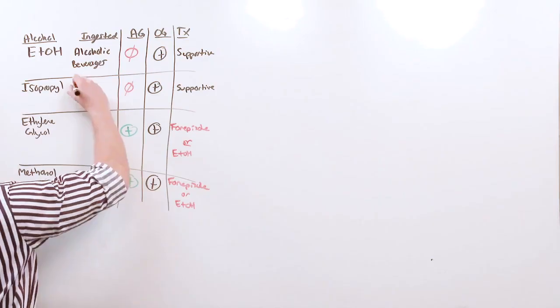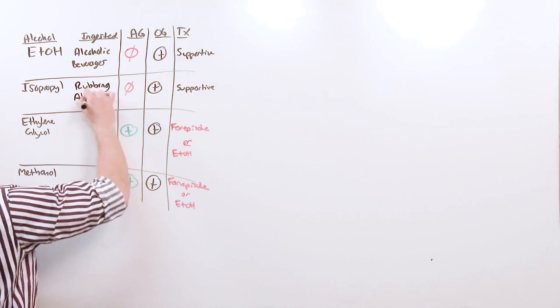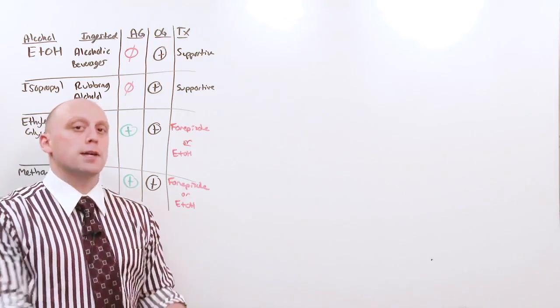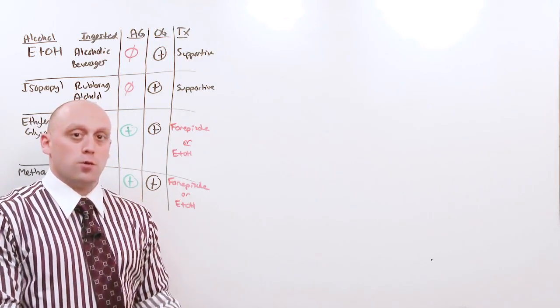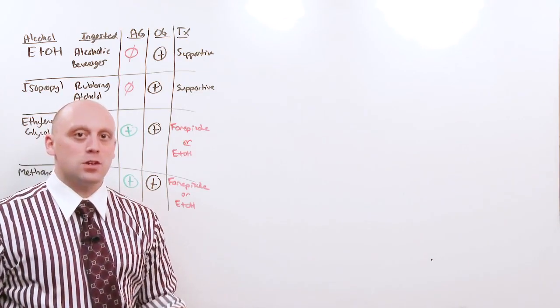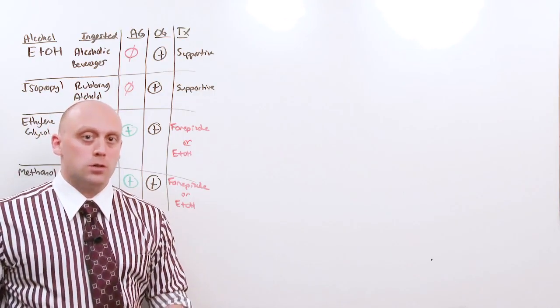Isopropyl alcohol is in rubbing alcohol. This is a cleaner. So the person who's going to drink isopropyl alcohol is someone who's trying to drink alcohol in the form of ethanol but can't get access. So this is going to be teenagers, those who are trying to get clean, or those who are too poor to afford alcohol, such as the homeless.